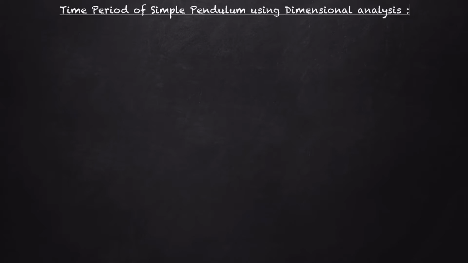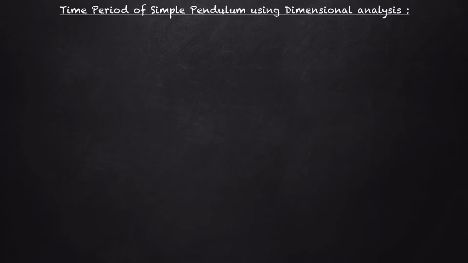Hello everyone. So in this video we are going to derive the formulas for some physical quantities using dimensional analysis. In our first example, we are going to derive the time period of a simple pendulum using dimensional analysis.